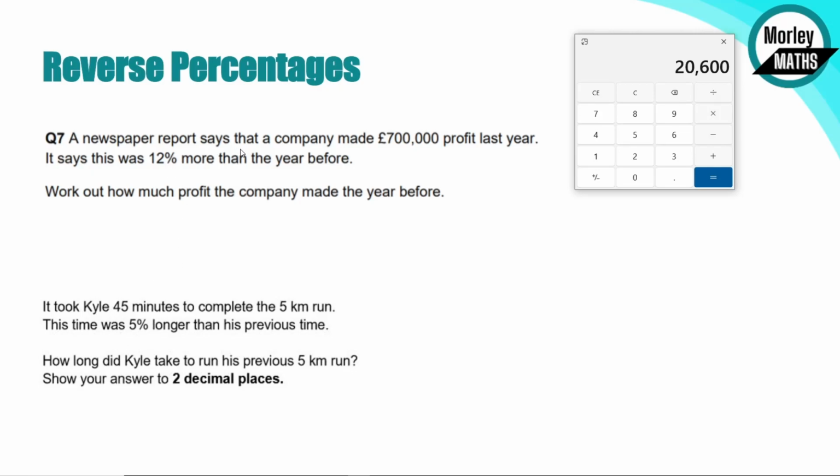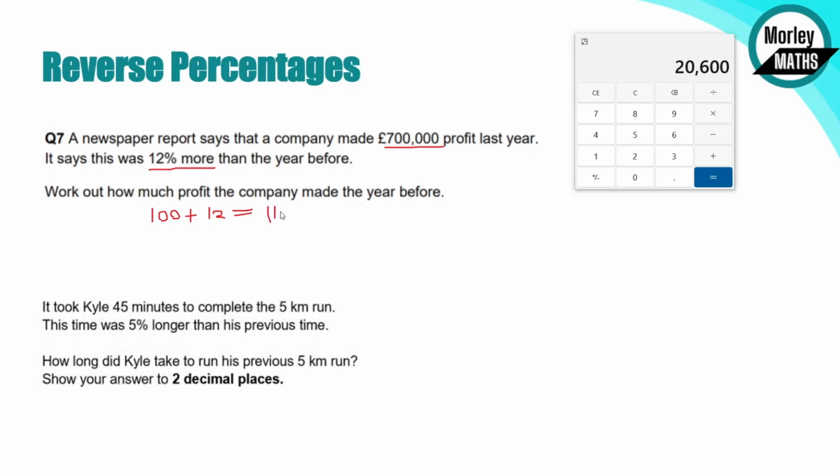A newspaper report says that a company made £700,000 profit last year. It says this was 12% more than the year before. Work out how much profit the company made the year before. So it's had an increase of 12%. So this 700,000 represents last year's profits plus another 12%. So that's 112% of last year's profits.